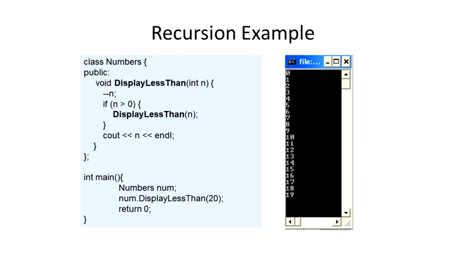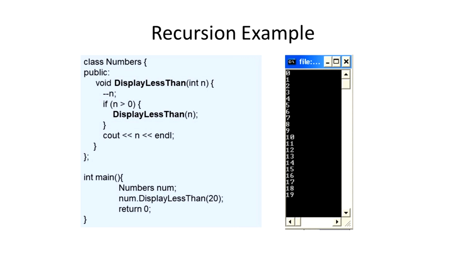So, and then we decrement n, okay, and then it goes to 18, and then the if statement, 18 is greater than 0, so we call DisplayLessThan again, passing it 18 this time. And then we repeat again, okay? And the interesting thing here is that we're not outputting the numbers until we get to 0, because you notice that the cout statement is actually underneath all of these recursive method calls.